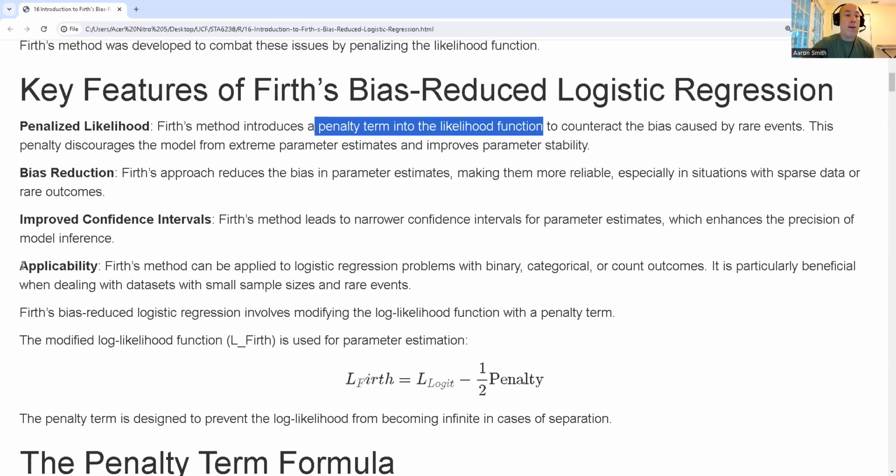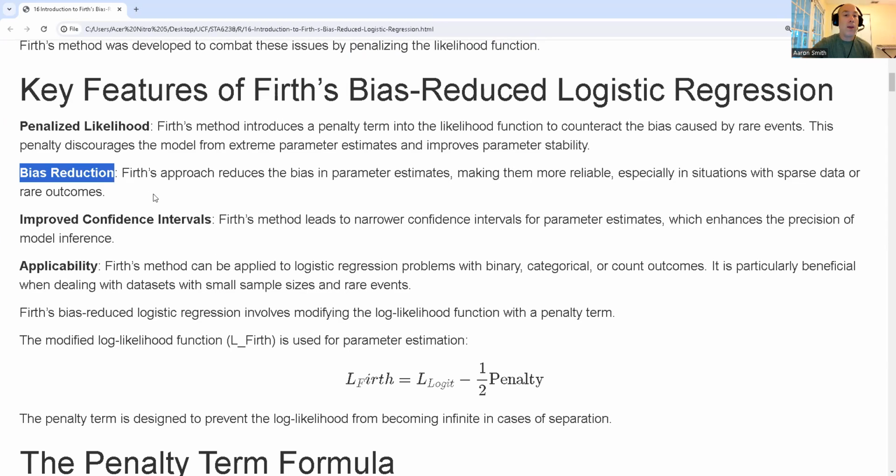So we also get a bias reduction. And so it's going to be more reliable, especially in situations where we have sparse data or rare outcomes. We'll have improved confidence intervals.